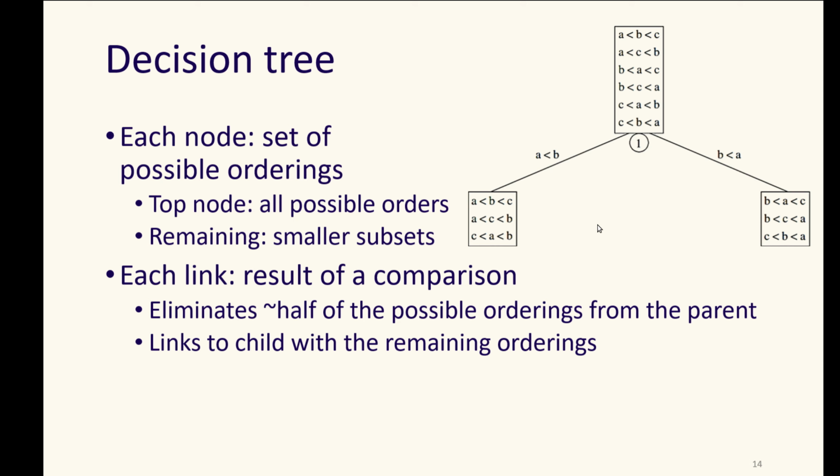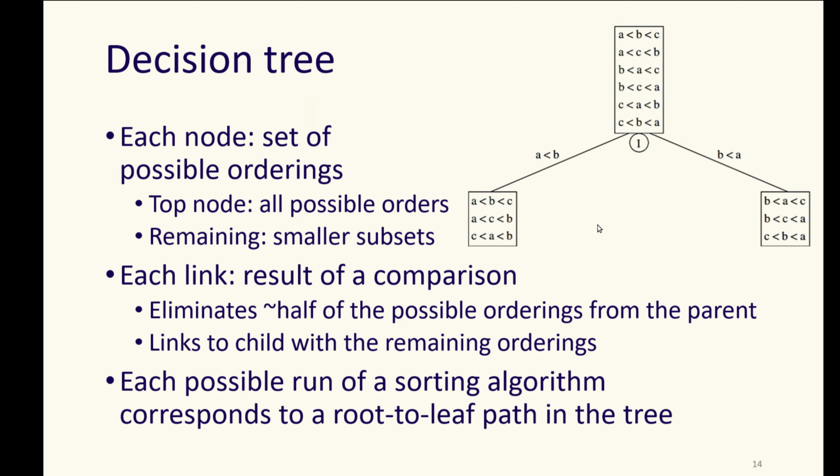The comparison links the parent to a child with the only possible remaining orderings there. So any possible run of a comparison-based sorting algorithm will correspond to a root to leaf path in that tree. So depending on which things ought to go where, we will always at least have to compare once to find out something to be true or false if we are using a comparison-based sorting algorithm.